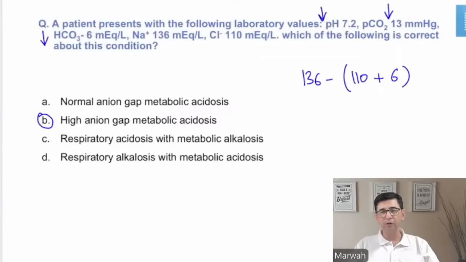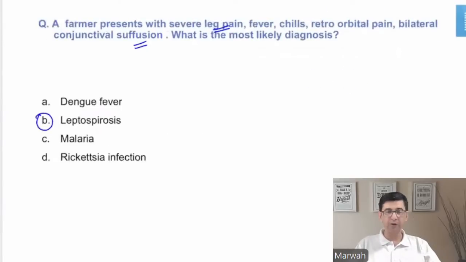SK, do let me know if you want to modify the options. If leptospirosis is not there, then what disease was given in place of it? Because honestly, when I read retroorbital pain, I first thought it is dengue only. But when I read through the remaining part of the question, the leg pain and that conjunctival suffusion, that's what I was wary about in answering dengue.